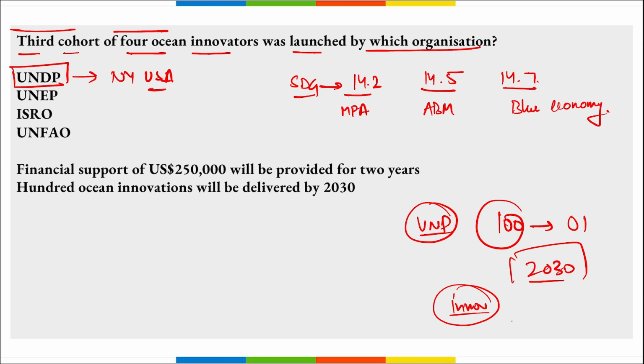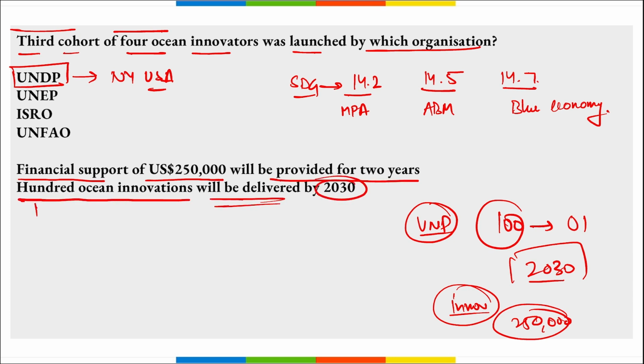Correct. Apart from this, recently, how much support has been provided for this program for 2 years? A total of 250,000 US dollar for 2 years will be provided, right? Third cohort received the financial support to ocean innovators for up to 250,000 US dollar for next 2 years. Right? Here you can see financial support of 250,000 will be provided for 2 years and 100 ocean innovations will be delivered by the year 2030.